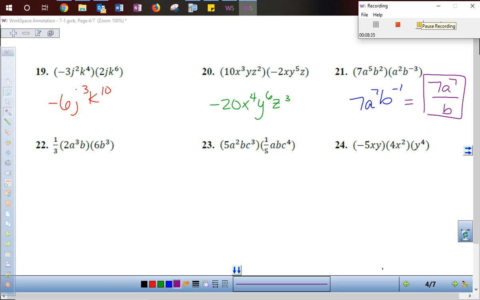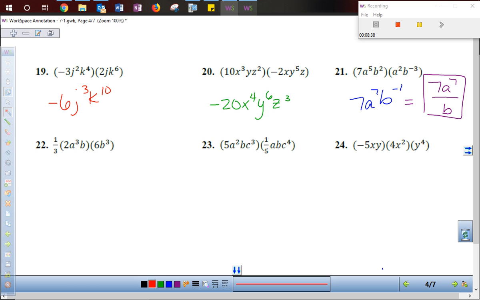Okay, on number 19, you should have gotten negative 6, j to the 3rd, k to the 10th. On 20, negative 20, x to the 4th, y to the 6th, z to the 3rd. And then on 21, notice when you multiplied them together, you got a negative exponent, so you had to move that guy, and you should have gotten 7a to the 7th over b.